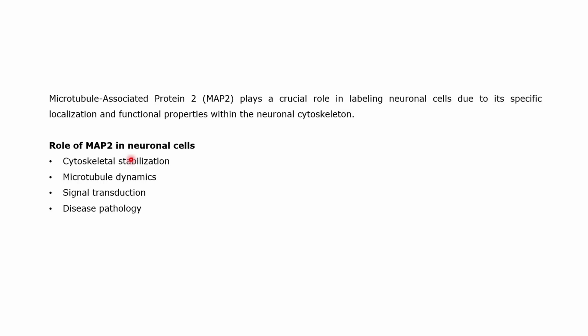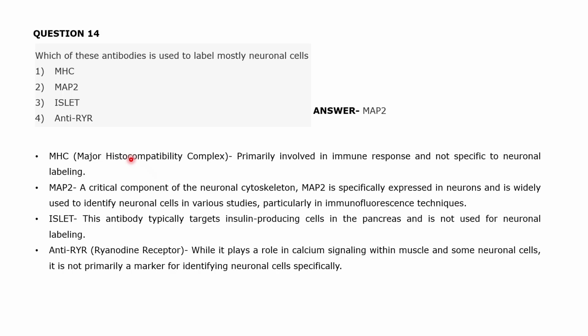Also it is involved in signal transduction because MAP2 is a protein that helps to anchor protein kinase A to the membrane. Protein kinase A is actually involved in signal cascading and all. It is also involved in disease pathology, because the level of MAP2 somehow dictates whether any neurodegenerative disease like Alzheimer's is present or not. So it is somehow related to disease pathology or neurodegeneration and everything. So the answer to this question is MAP2.